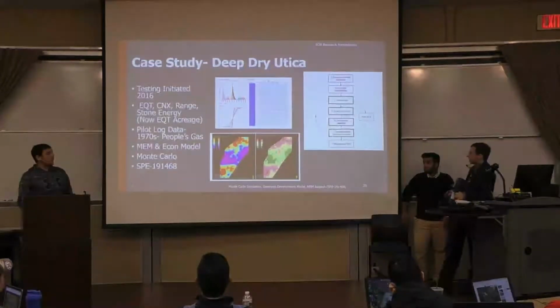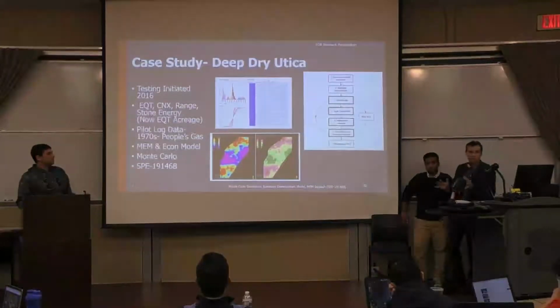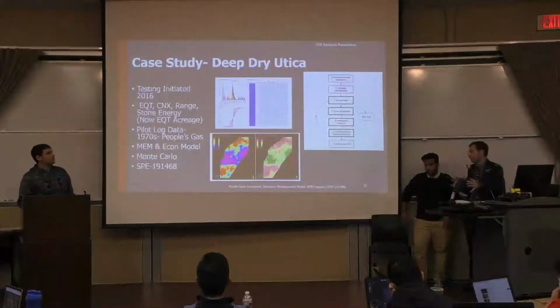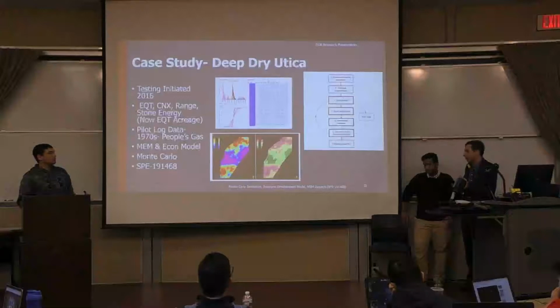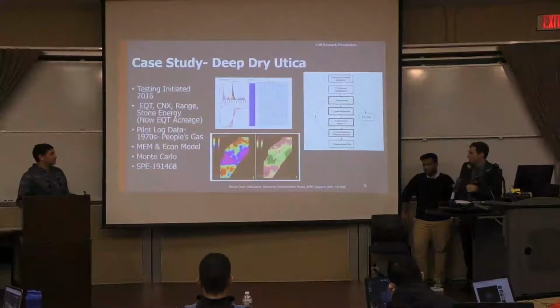So essentially, what they did in this particular case study was take an old log from the 1970s from Peoples Gas, and it was a pilot log. They reprocessed that log and looked at what the initial gas in place was, like we already talked about earlier. Then they built those parameters into an MEM, basically isopach models you can see there.